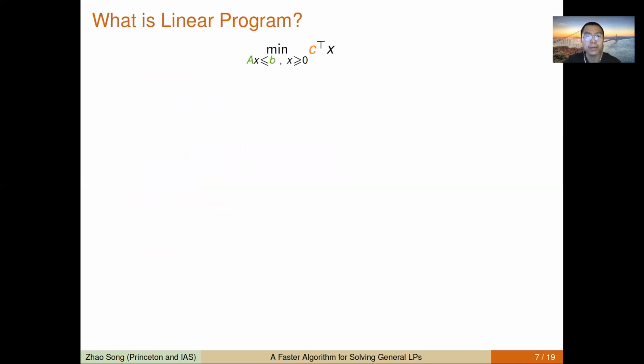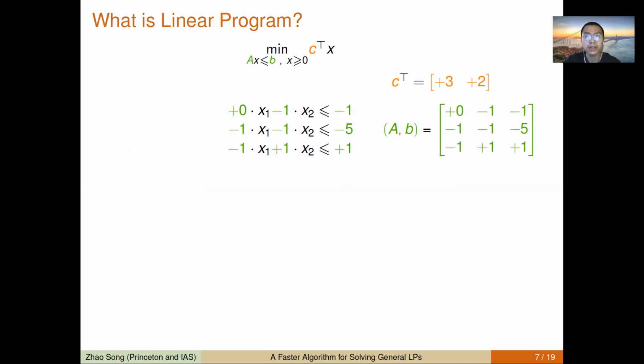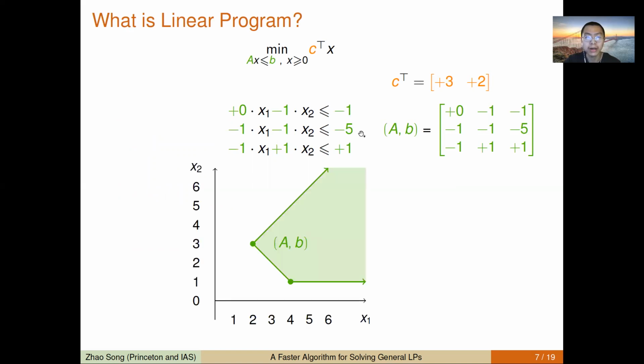What is a linear program? Usually, a linear program can be defined as follows. You are given two vectors and one matrix, and say your matrix and vectors look like this. You can turn your green matrix into linear constraints, and these green linear constraints correspond to a convex region in 2 dimensions.